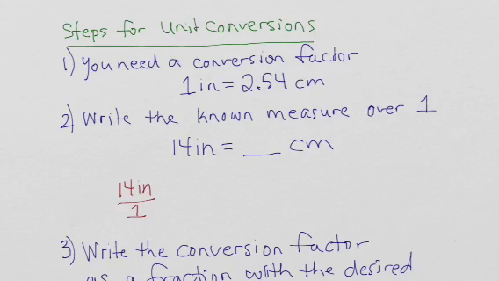Alright, so the first step you need when doing a unit conversion is a conversion factor. You need to know what things equal each other. For example, 1 inch equals 2.54 centimeters. Then we want to write our known measure over 1.